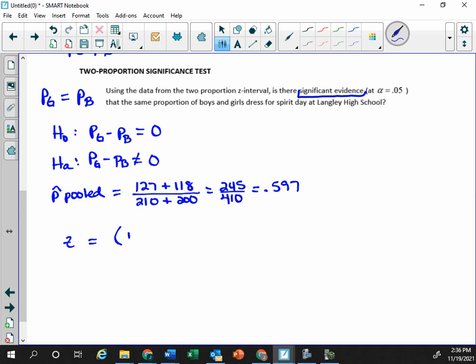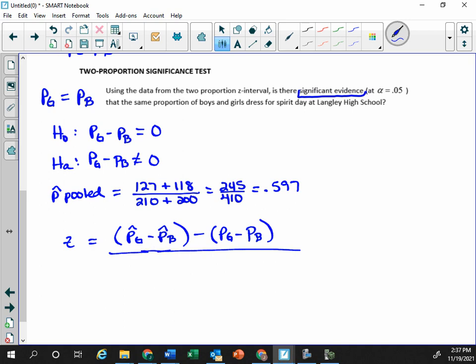So it is p hat sub g minus p hat sub b. That's kind of like, in the normal one, just your p hat. You just got both of them together. When it was one sample, you just did minus p. We now have to do minus p sub g minus p sub b. I know it's a lot of minus signs.